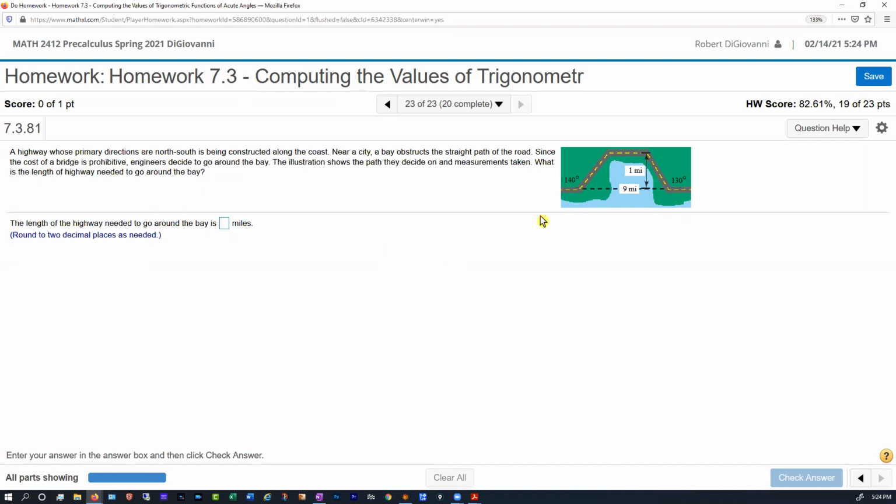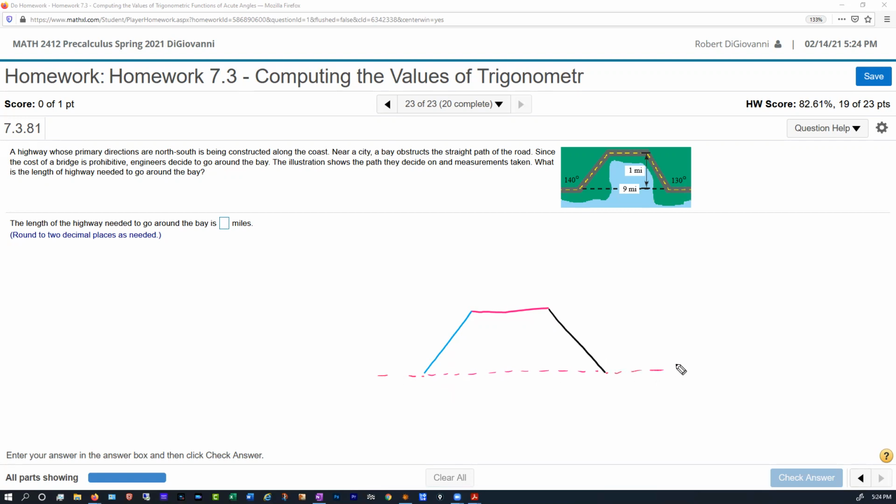Okay, so I guess what they're looking for here is the length of the highway to go around. They're talking about this, this, and this. Okay, they want to know how long that is. So let me start drawing here. We have this dotted line, which would have been the straight line. Then we have this section that's going to go up, then this section that's going to go over, and a section that's going to go down like that.